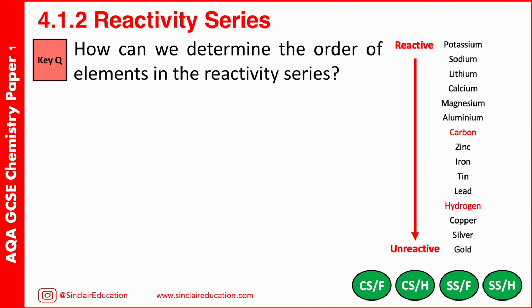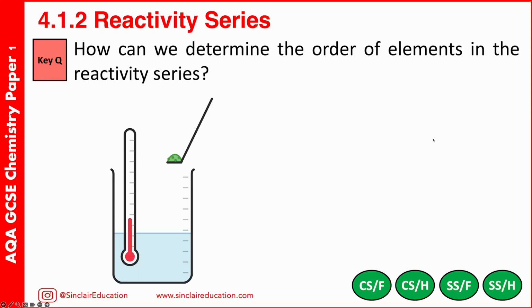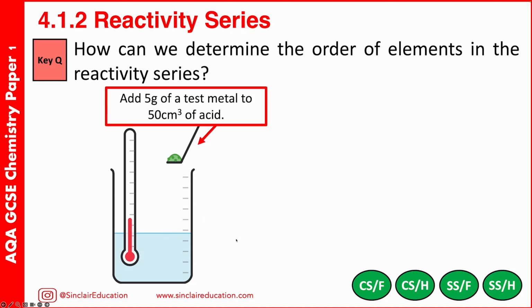As an exam question, you could be asked to write a method to possibly figure out the order of reactivity of these elements. With this, what we can do is we can get these metals and we can react them with either water or acid and make observations. So if we get a fixed volume of acid, for example, like 50 centimetres cubed, we can add a fixed mass of the metal to this.